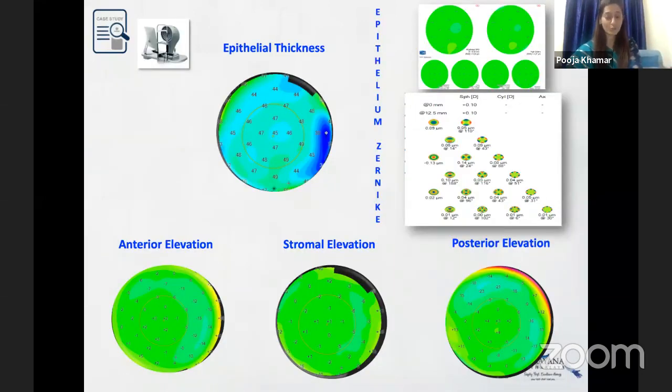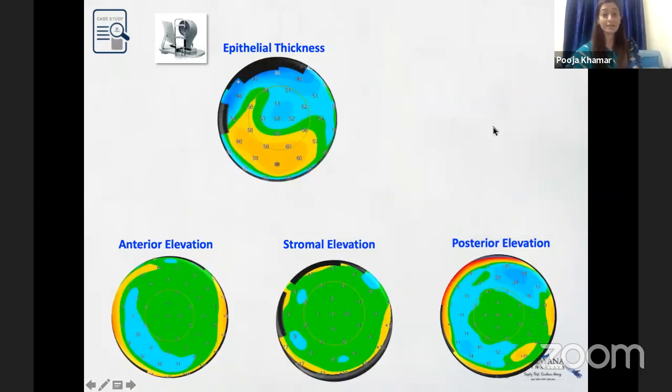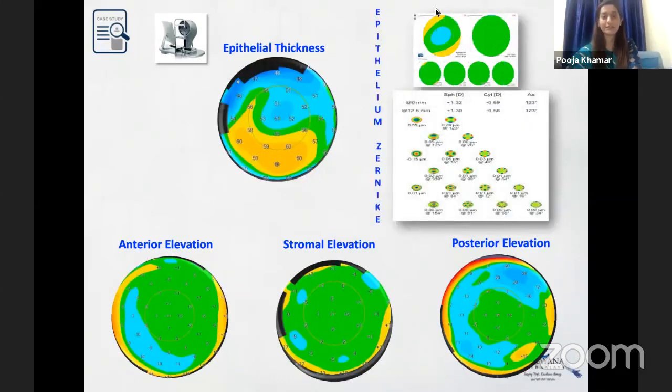This is the same patient, two eyes. This is the right eye. Epithelial mapping looks okay. No elevation changes present here, and in the epithelial Zernike, there is not much cylinder present. However, this is the left eye of the same patient. And just see the irregularities present here, and the cylinder is also showing up as minus 0.5.